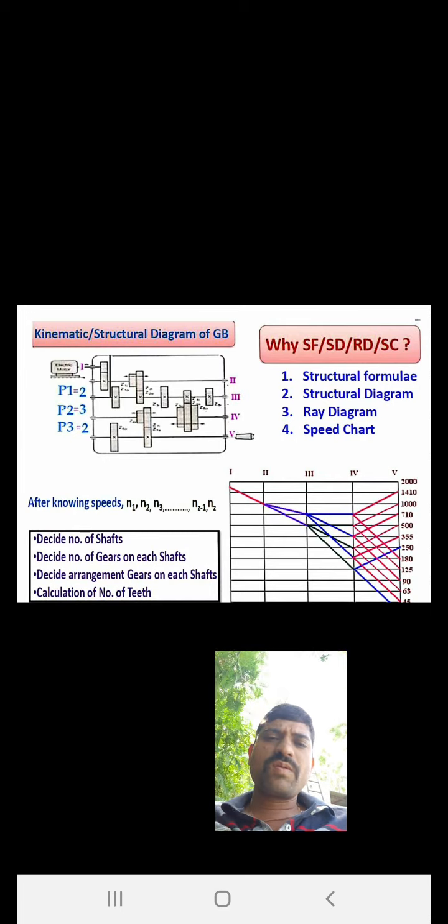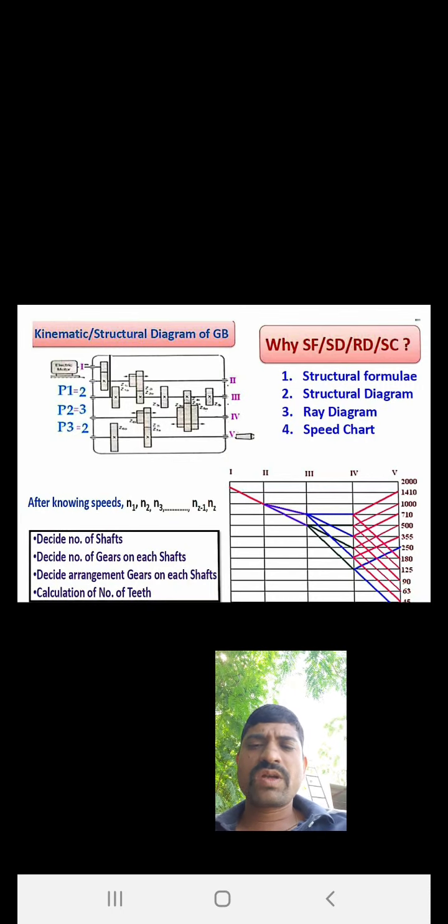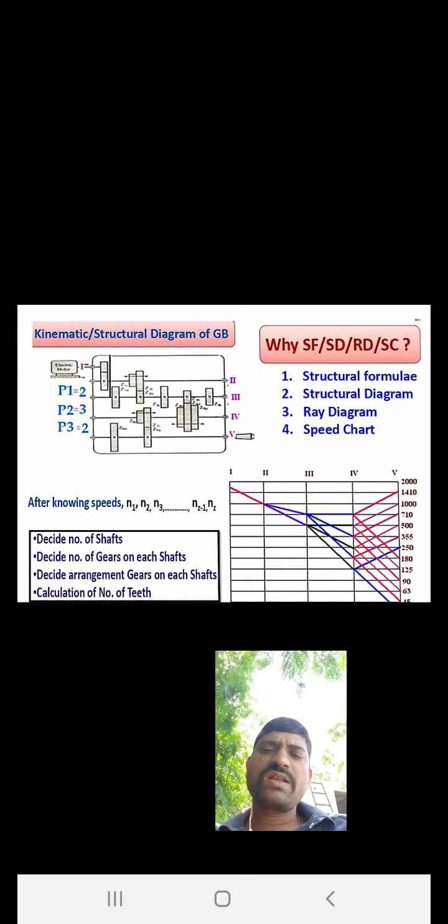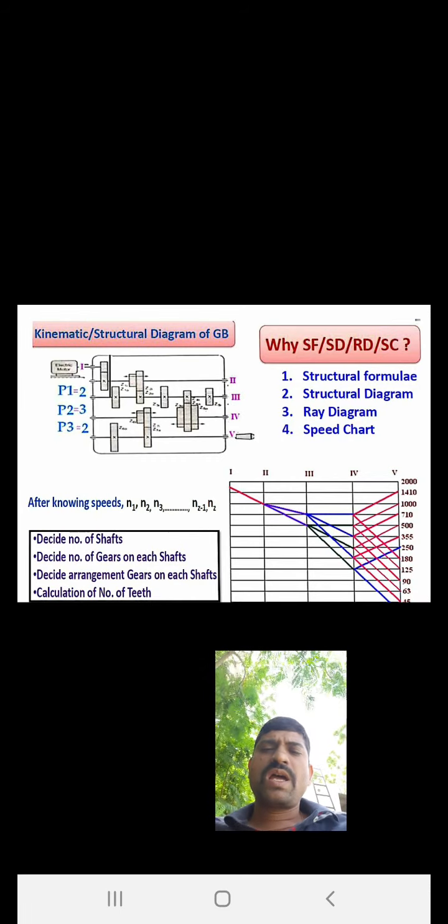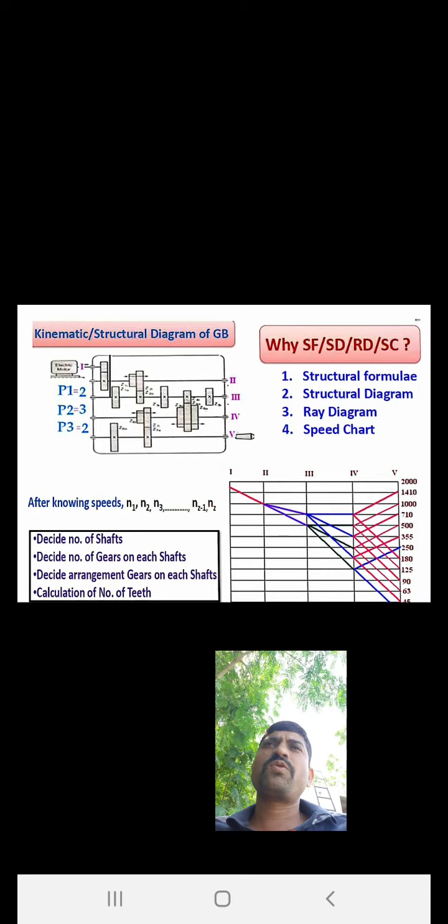Why the structural formula? Because of the structural diagram, ray diagram, or speed diagram, or speed chart we can say. First you should decide the number of shafts. As per your number of stages, you decide the number of shafts. If there are 3 stages, then you will get 4 shafts, n plus 1 shafts.